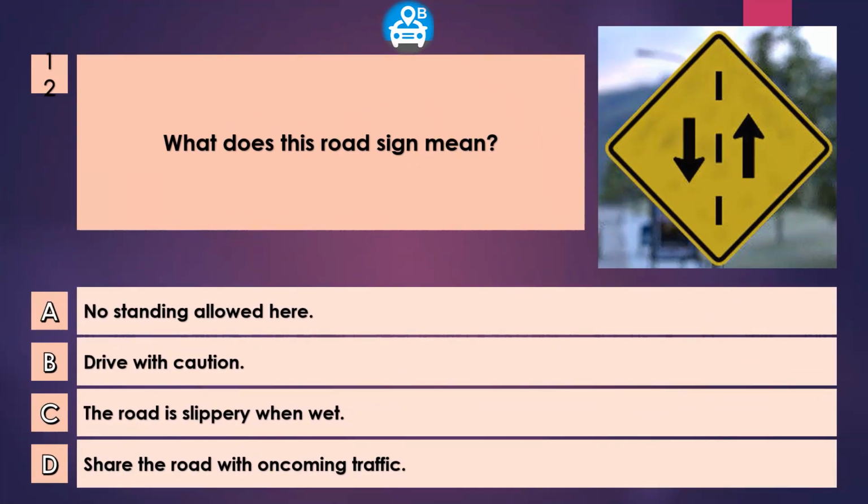What does this road sign mean? A. No standing allowed here. B. Drive with caution. C. The road is slippery when wet. D. Share the road with oncoming traffic.